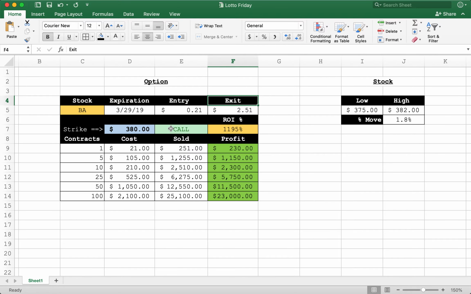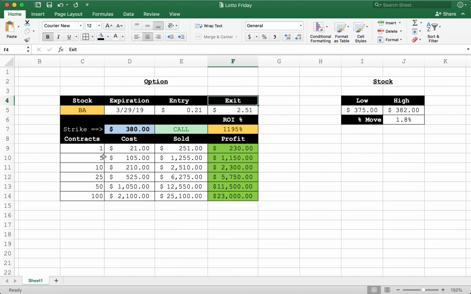380 strike calls gave us a return on investment of 1,195%, which is unreal. You could have bought one contract for 21 bucks. Now, some of you might get confused saying one contract, but I thought they were 21 cents. Well, every contract's 100 shares, so you times 21 cents by 100. That's where you get 21 bucks for one contract. So if we bought one contract, it would have cost 21 bucks, and we could have sold that for 251 bucks, and we would have had a profit of 230 bucks. So basically, 21 bucks made us 230 bucks.